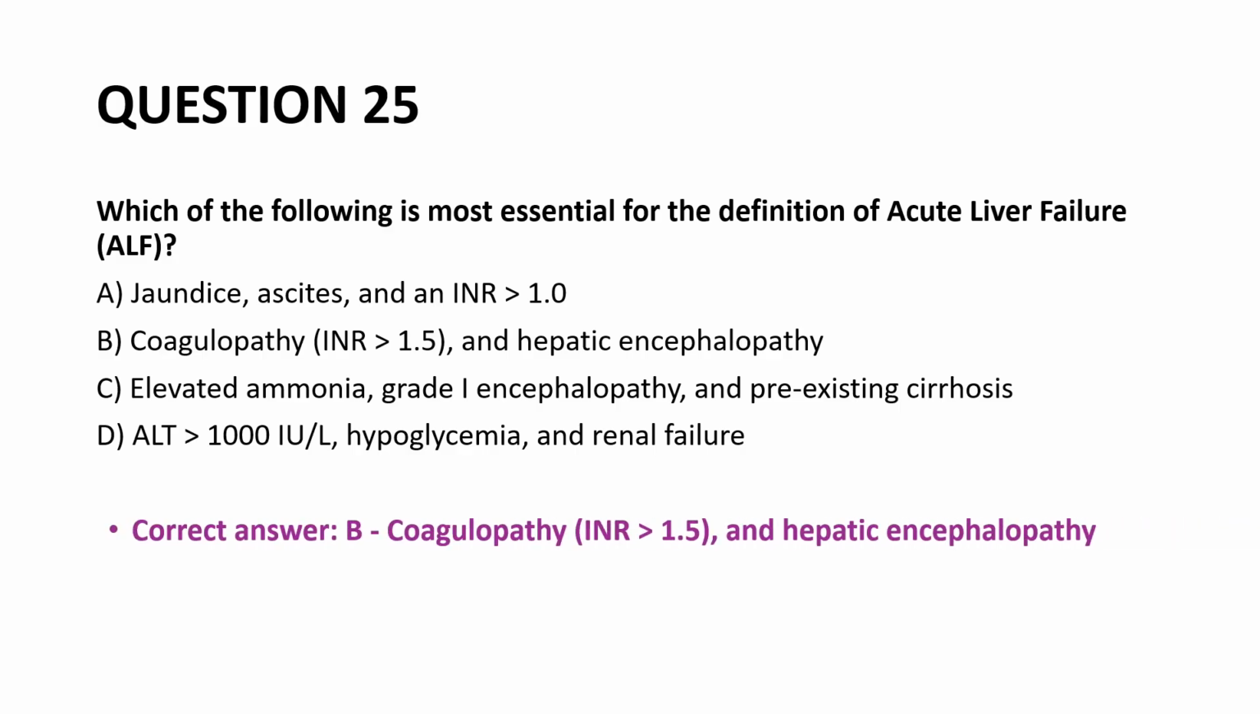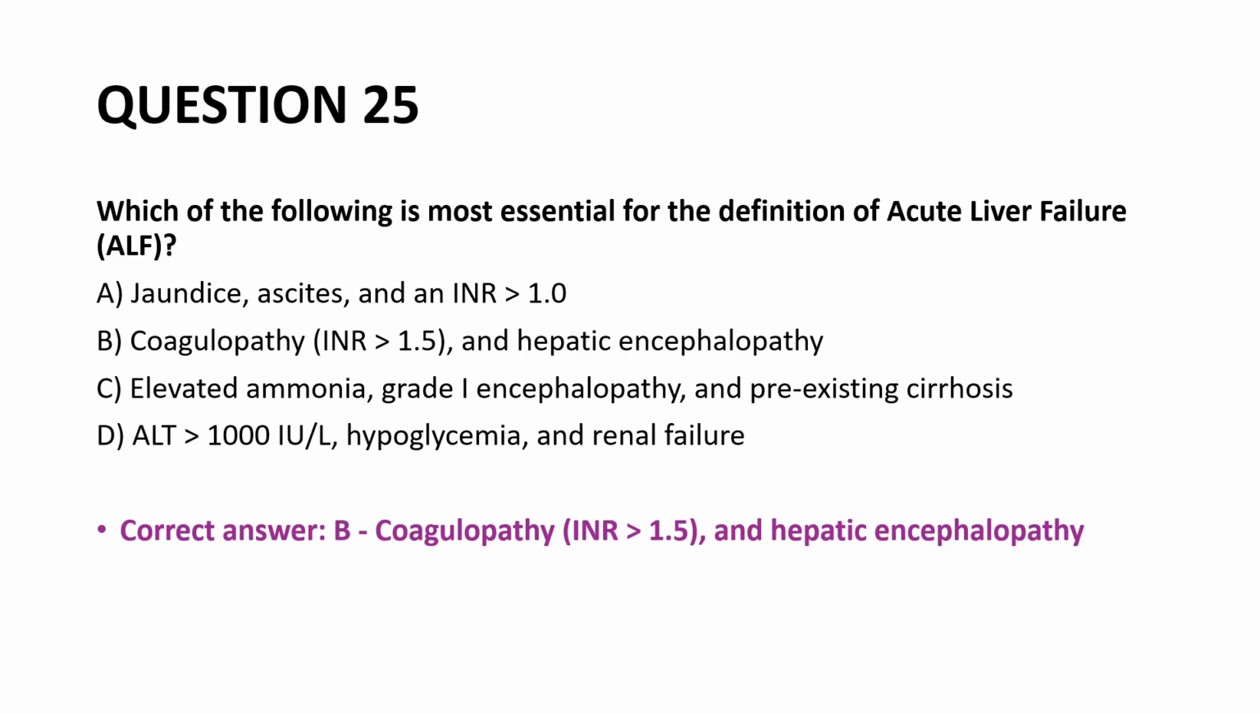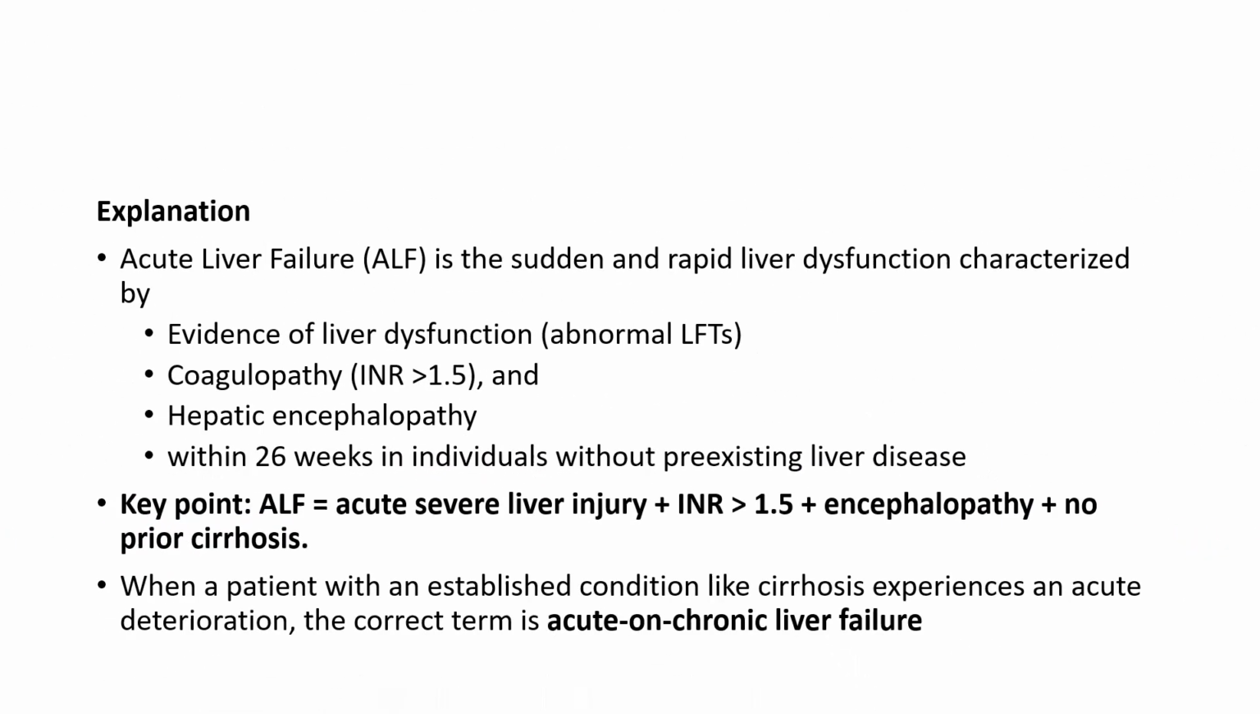The correct answer is coagulopathy, INR greater than 1.5, and hepatic encephalopathy. Acute liver failure is characterized by an acute severe liver injury, coagulopathy, INR greater than 1.5, and hepatic encephalopathy. All these happen within 26 weeks in individuals without pre-existing liver disease. Jaundice, ALT rise, and ammonia may be present but are not defining.